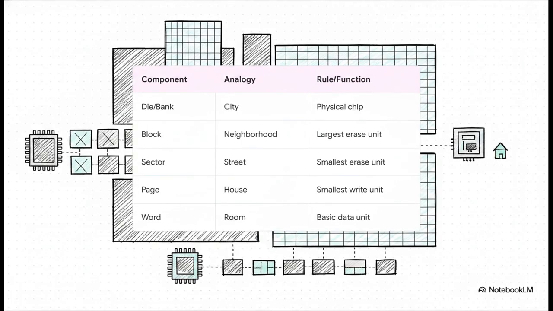Pulling it all together, just look at the beautiful nested logic of how physical hardware actually organizes digital data. We started at the city, our die or bank, zoomed into the neighborhood, the block where the bulk erasing goes down, to the street, the sector, down to the house, the page where all that precise writing happens, and finally into the room, the word, the foundational data unit that scales perfectly with your processor's power.